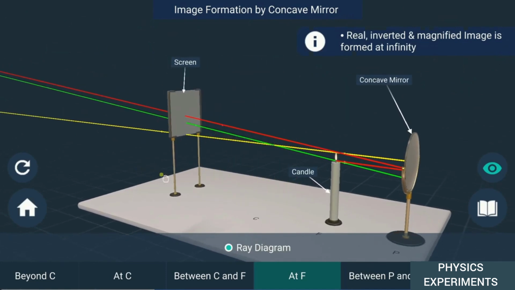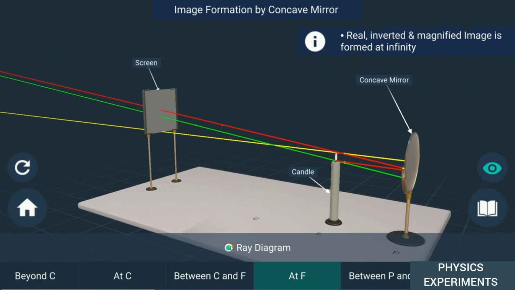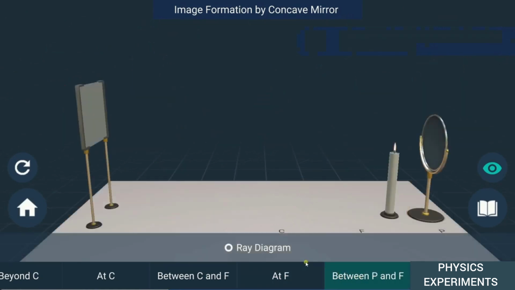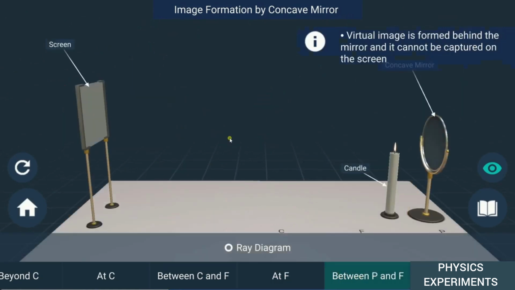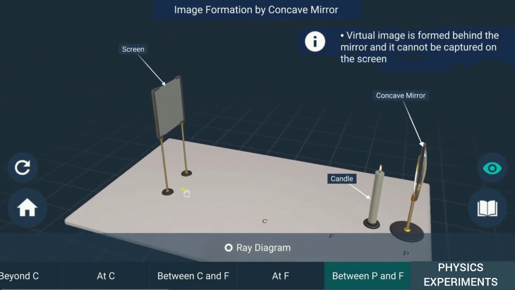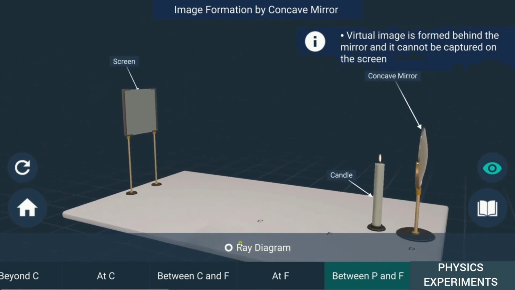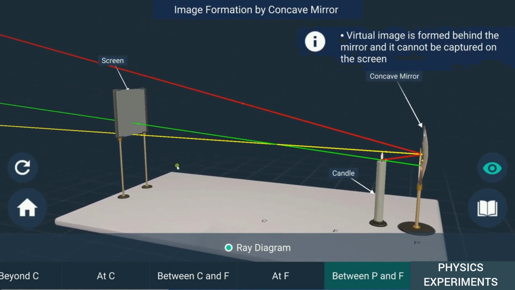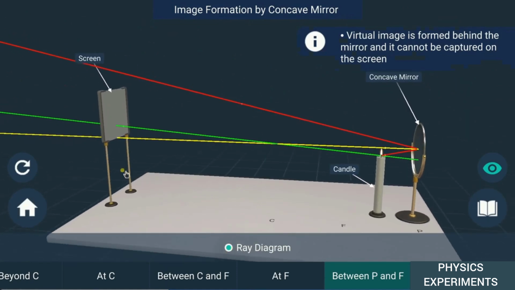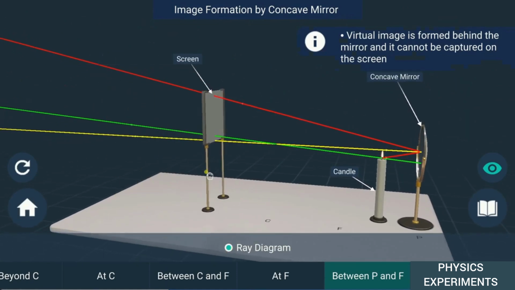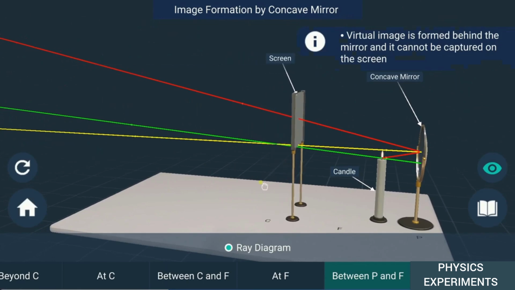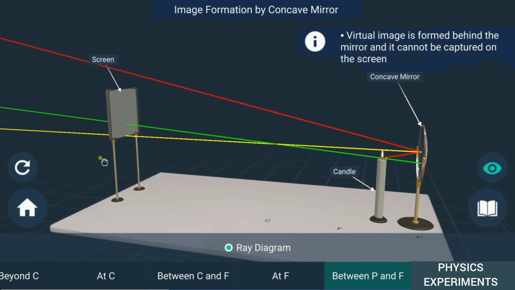With the candle placed between P and F, adjust the position of the screen. Here, we can't capture the image on the screen. From the ray diagram, we can see that the image can't be formed in front of the mirror. Thus, it is a virtual image which is enlarged and erect as seen in the mirror.